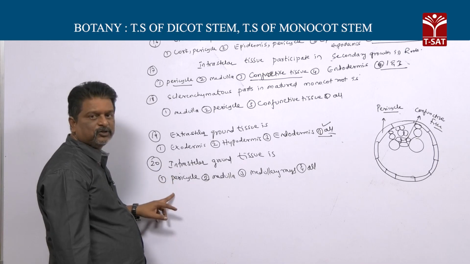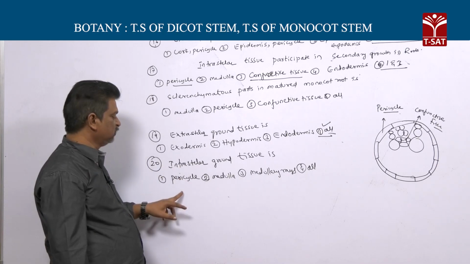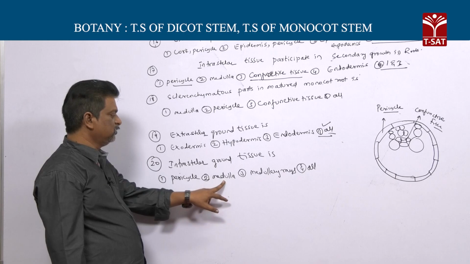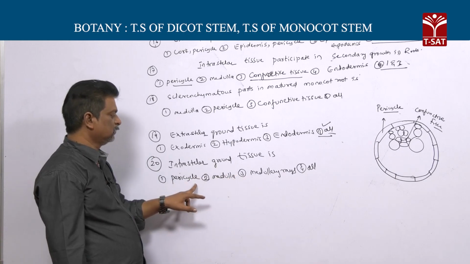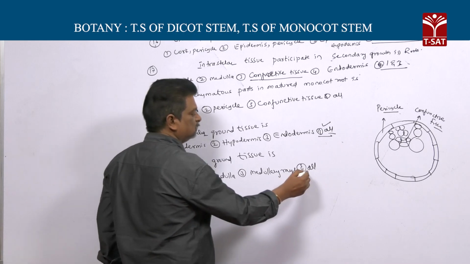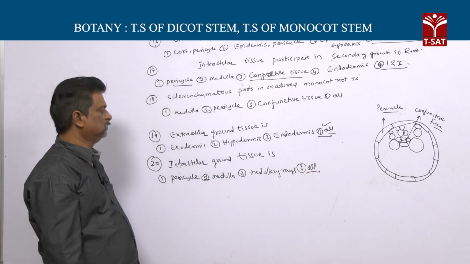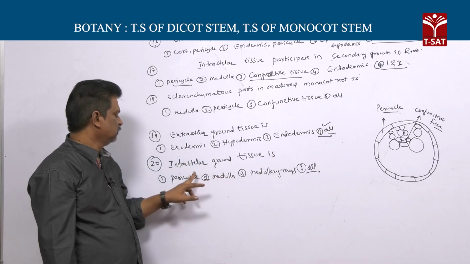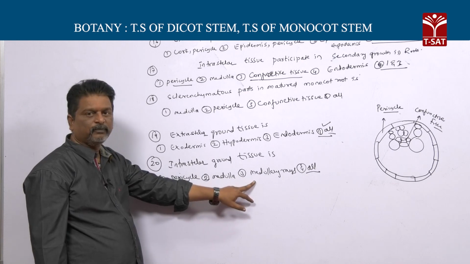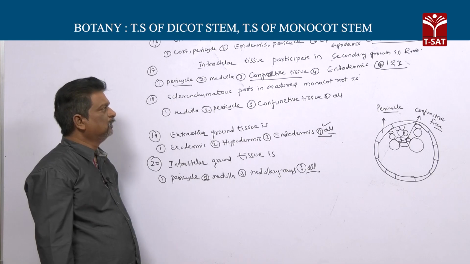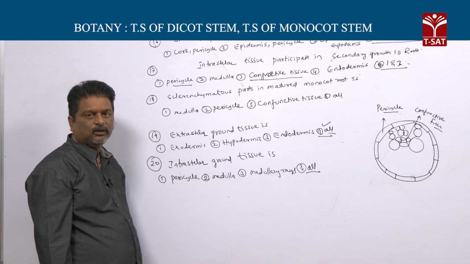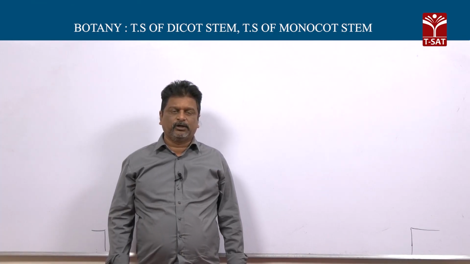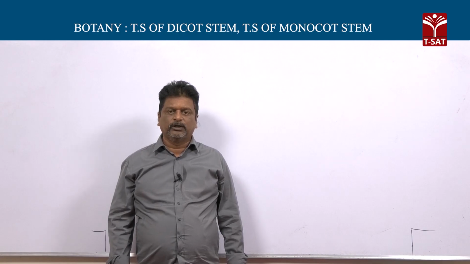Next one: intrastelar ground tissue. Intrastelar ground tissue means within the stele. Within the stele, which tissues are present? Pericycle, medulla and medullary rays. So these three are present within the stele, so they are intrastelar ground tissue. Generally, ground tissues are parenchymatous. So all these are made up of what? Parenchyma. So these are extrastelar and intrastelar ground tissues. Next, T.S. of dicot leaf and monocot leaf.